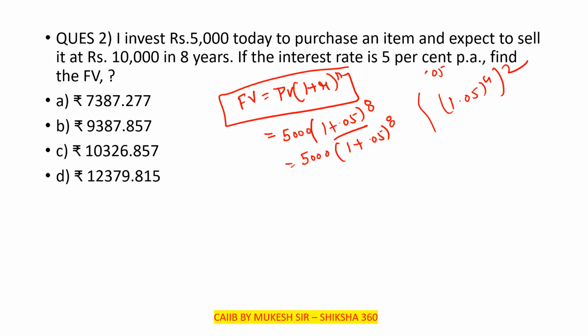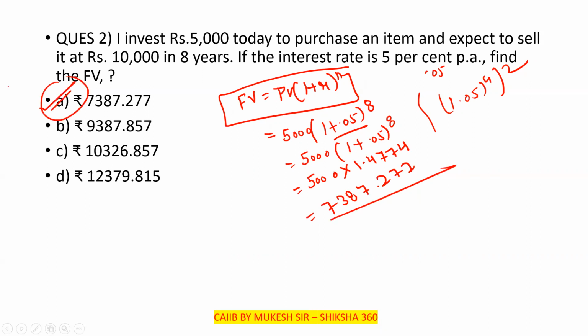So we get 5,000 into 1.4774. Multiply it by 5,000. It comes out to 7387.277. So the correct answer is option number A.